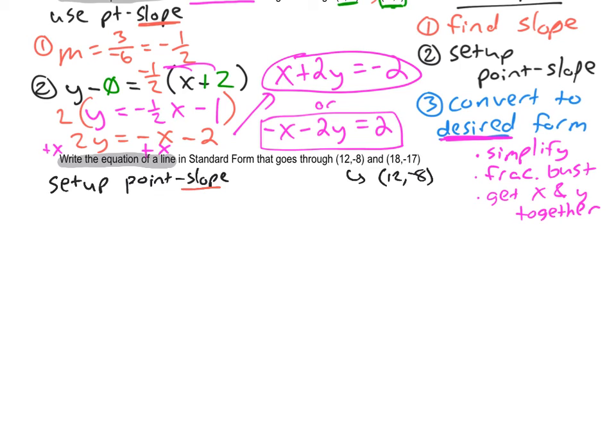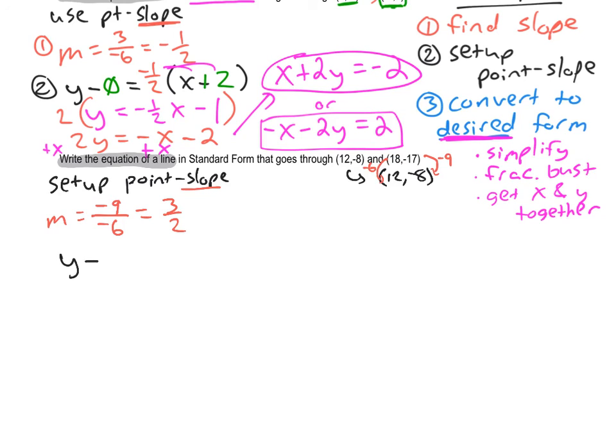We're going to find the slope, so change of y, -17 to -8. You'll be subtracting 9. Same direction for the x's. How do you get from 18 to 12? You subtract 6. So our slope will be -9 on top and -6 on the bottom. That reduces to be just 3/2. So now we can set up point slope.